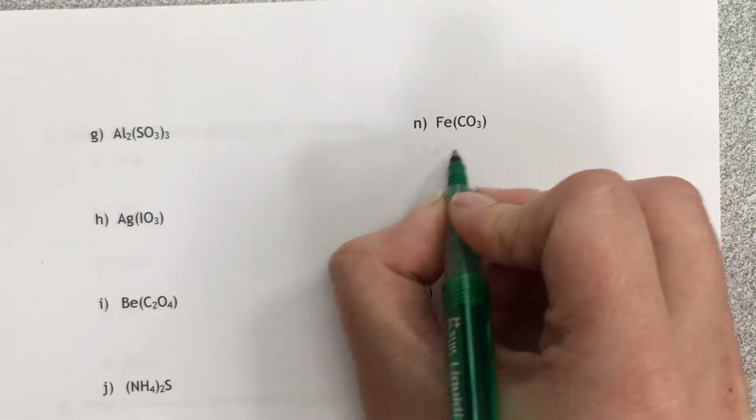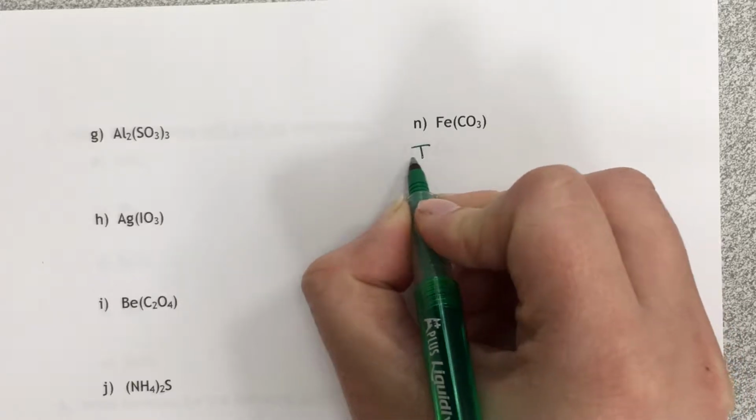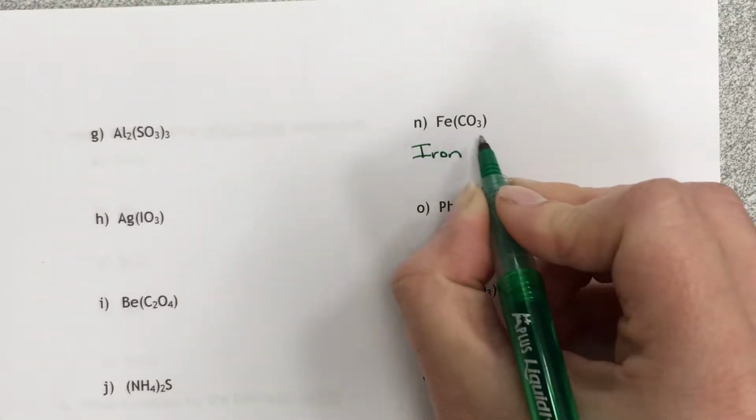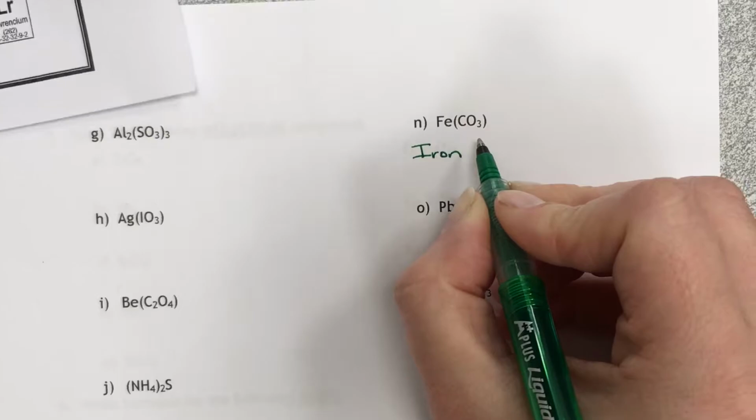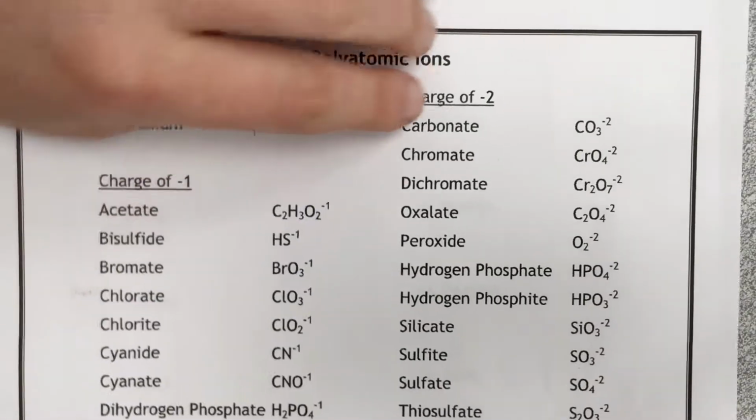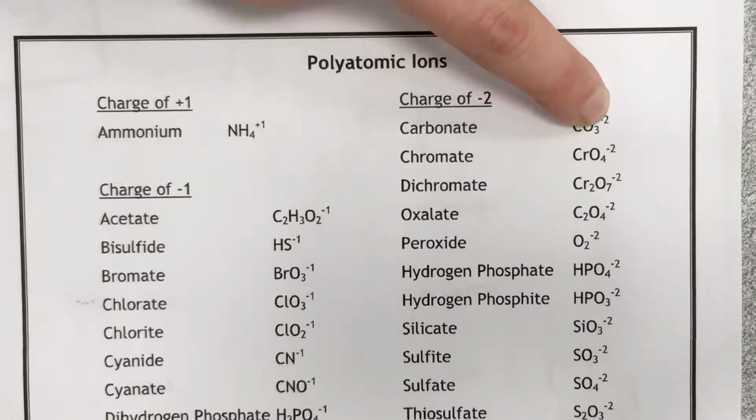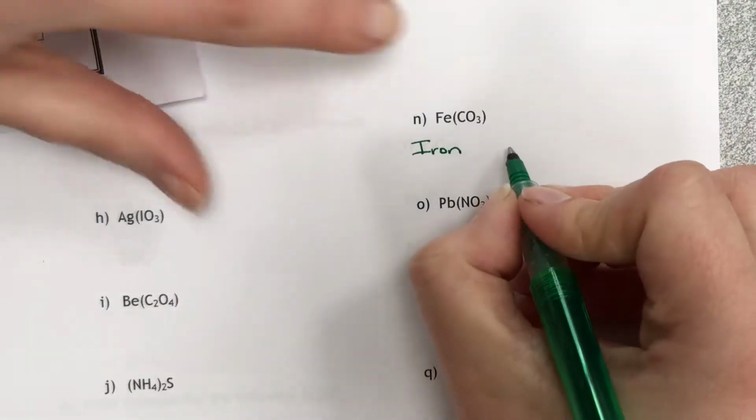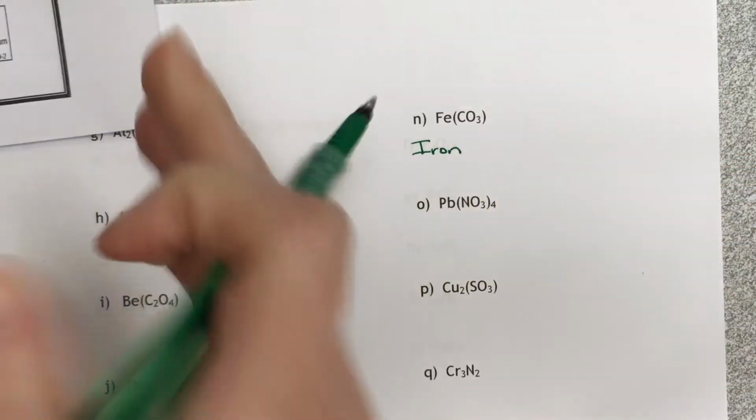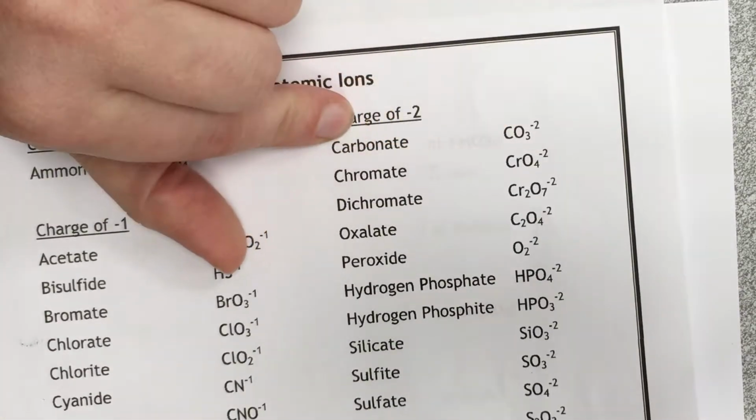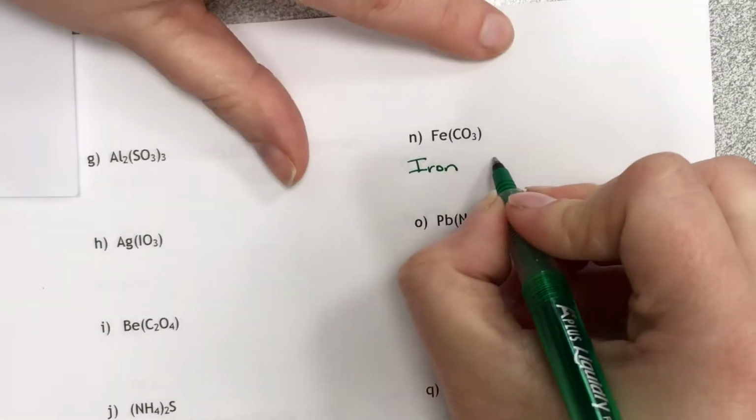So FeCO3, so we have iron, and we have CO3, something you should have memorized by now. CO3 is on your polyatomic ions list, CO3 -2. Oh, I forgot to tell you what the name is. CO3 -2 is carbonate, so you write carbonate.